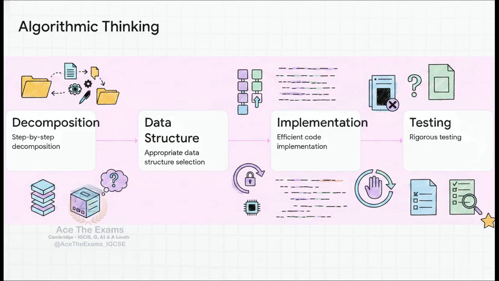Step 2 is appropriate data structure selection. Are you pulling this file data into an array, a 1D or 2D array, a record, a linked list? You must explicitly justify why that structure fits the scenario. Step 3 is efficient code implementation. You need to ensure your while loops reading the file don't cause buffer overflows or infinite loops. And step 4 is rigorous testing logic. How does your algorithm actually behave if the file doesn't exist in the directory? What happens if the file is completely empty?